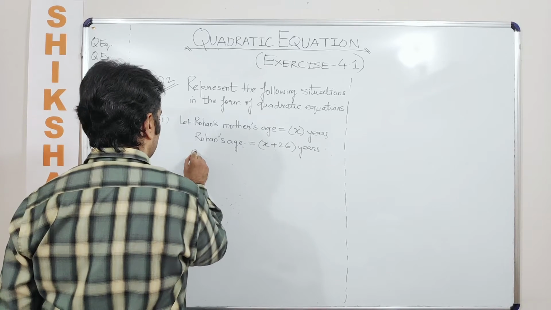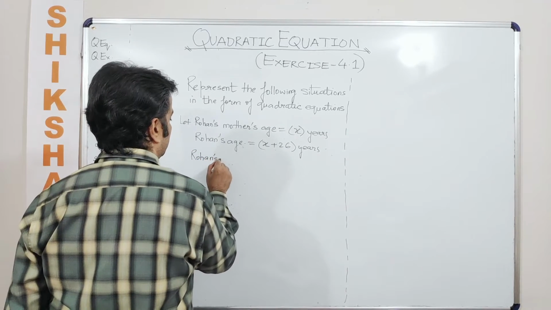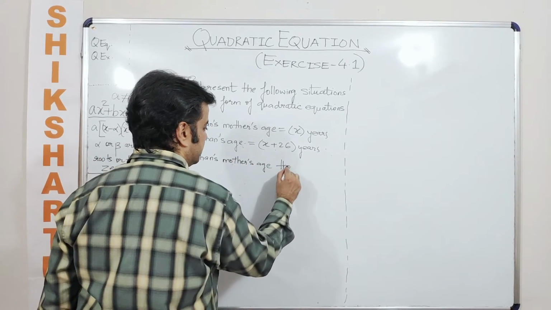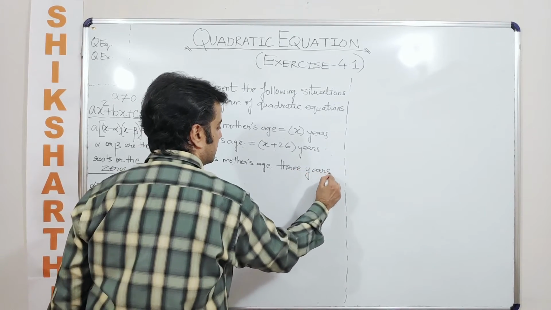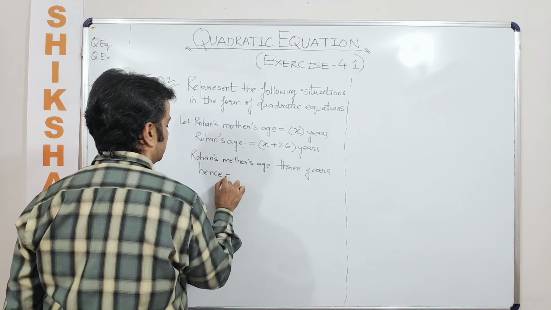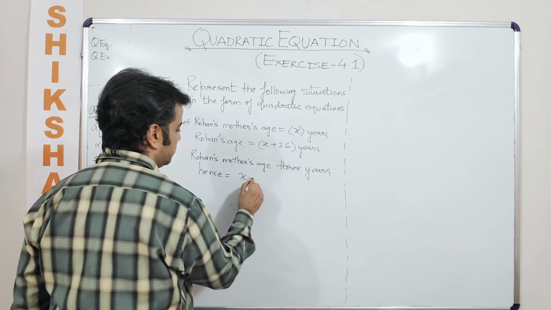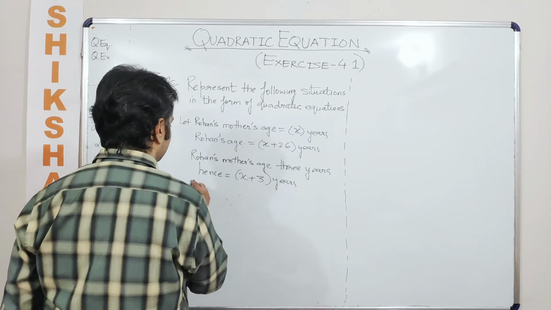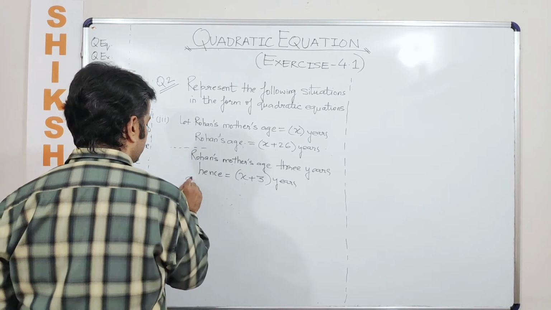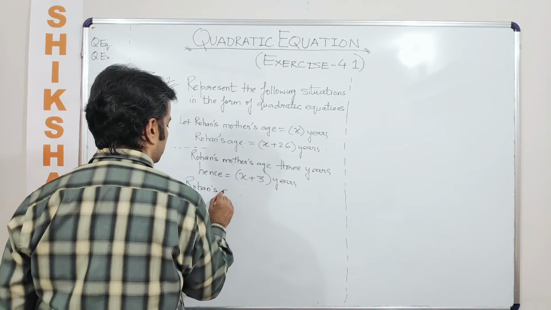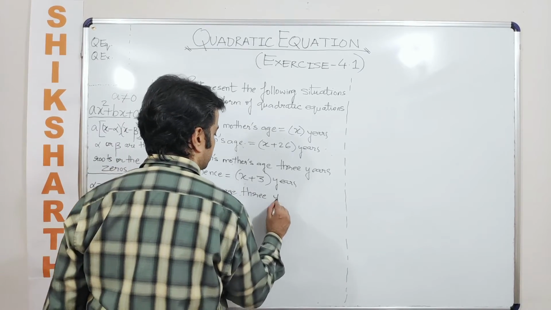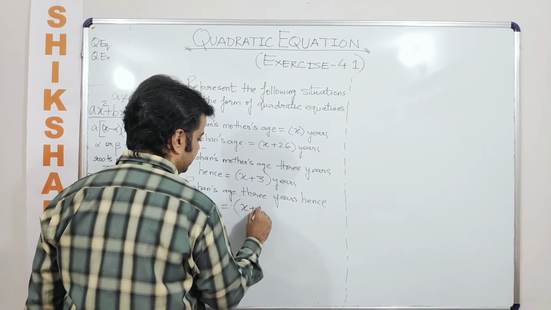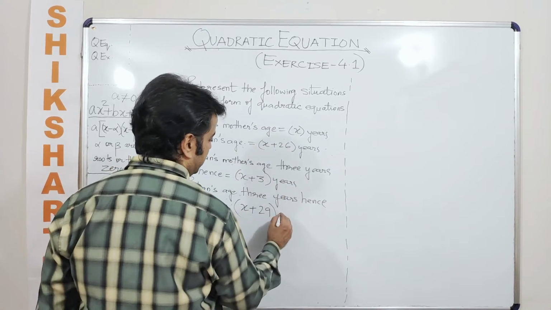So Rohan's mother's age 3 years hence becomes how much? 3 years hence means you'll have to add another 3 years to his mother's age. In that case, Rohan's age 3 years hence would be addition to his age as of now, which will be x plus 26 plus 3, which is x plus 29 years.